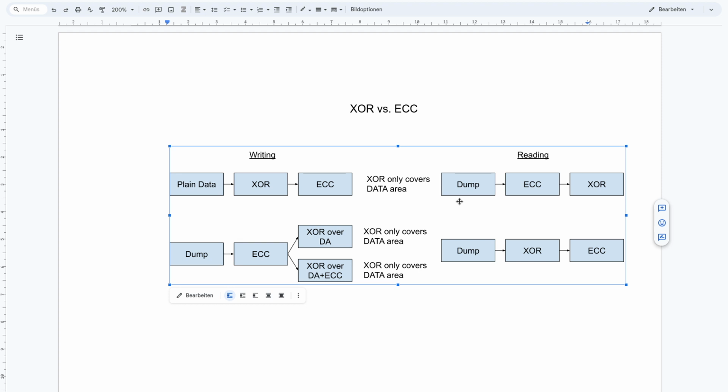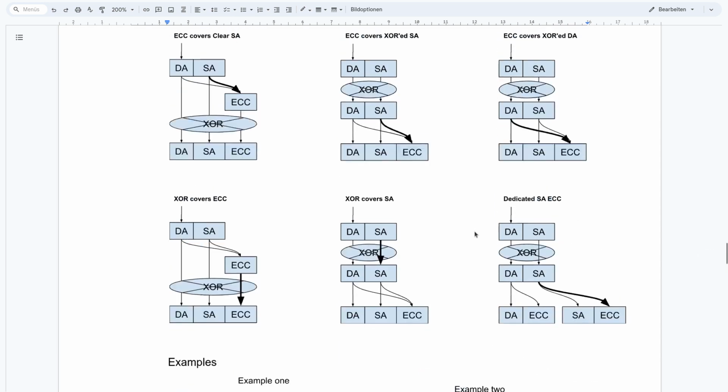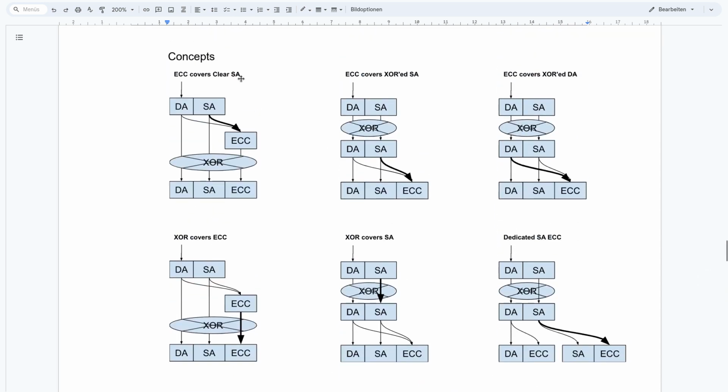So I've been thinking about another way to get things into a clear name, and that's the idea that I would like to present you now. Here we have several different concepts, and most of them are about coverage. So what is covering something else? Let's take this example. Over here we just have write requests, so I'm not talking about read here, but just about write on this slide.